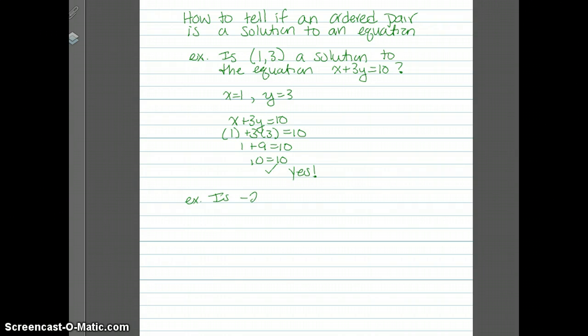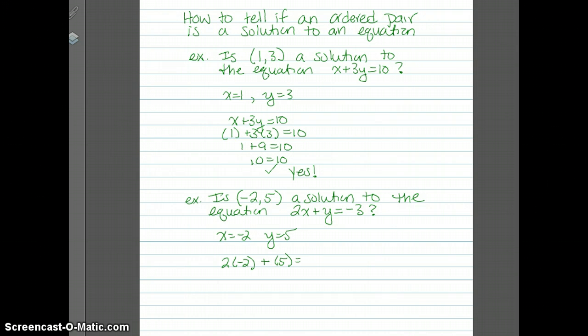For your second example, is (-2, 5) a solution to the equation 2x + y = -3? Alright, so once again, I'm writing out x is -2, my y is 5, and I'm going to plug those in for the variables. So I have 2 times -2 plus 5 equals -3, and again, I want to see if this is true. It may not be. So it gives me -4 + 5 is -3, or 1 is -3, and I know that is not true. So that means no, that point is not a solution.